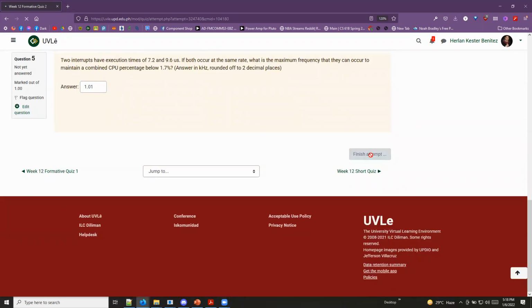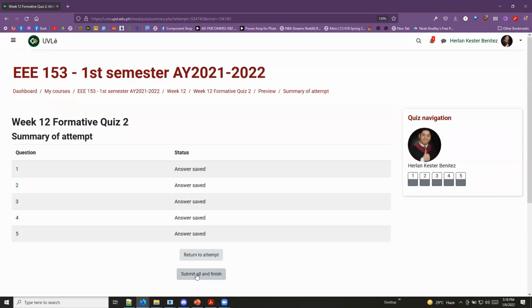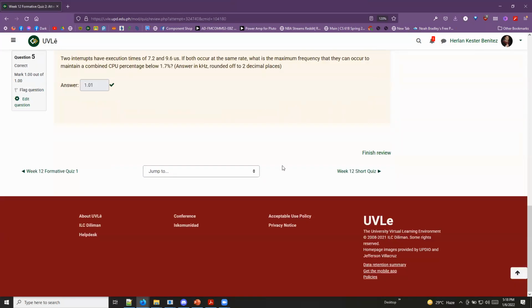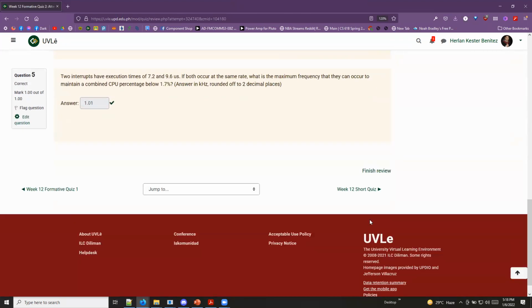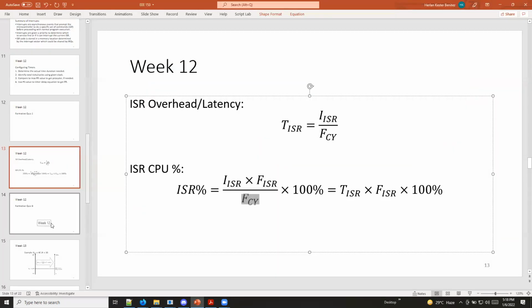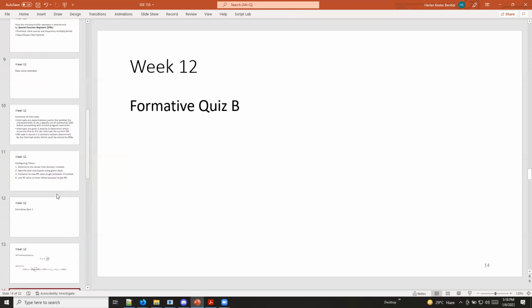So yeah, let's just finish the attempt. Hopefully we got them correctly. And 5 out of 5. We're really good, guys. So, those are our calculations for week 12.